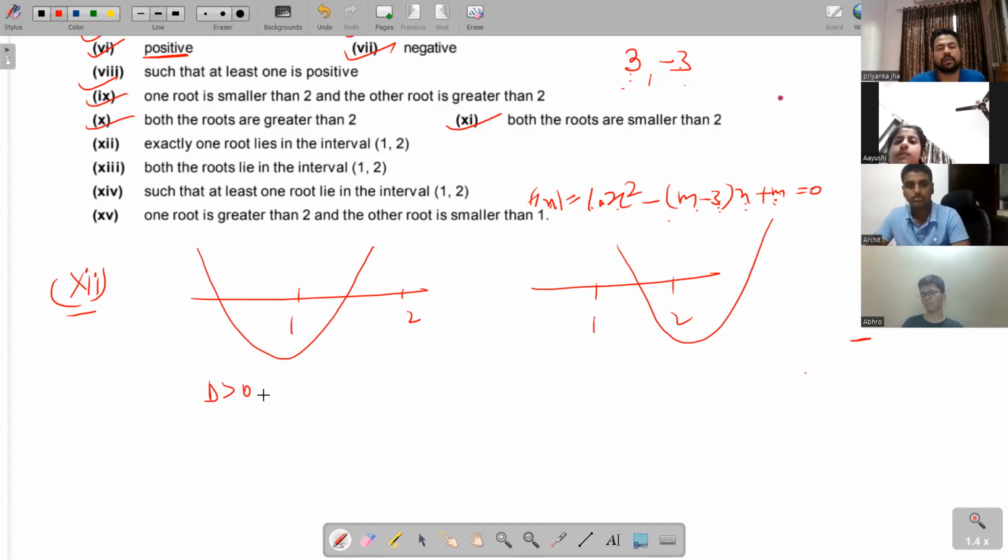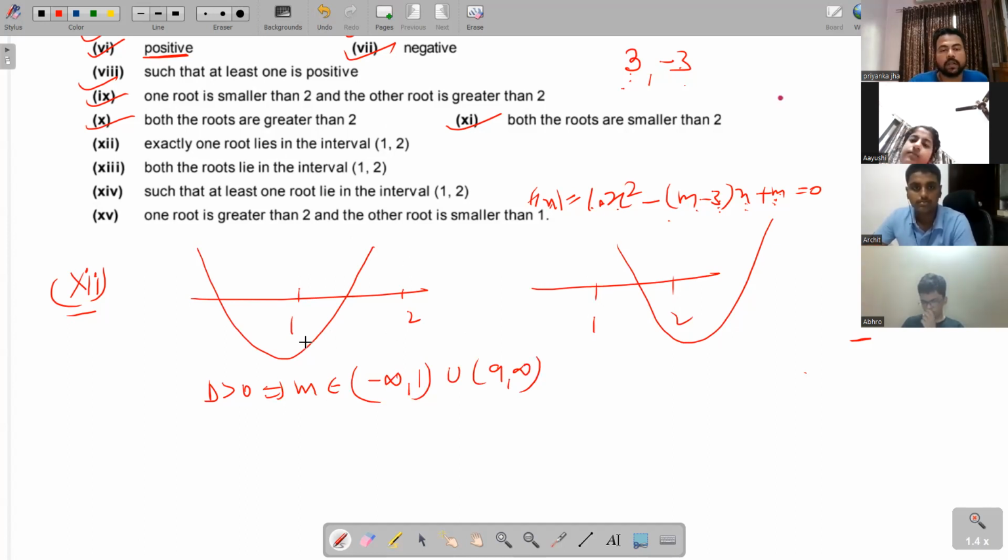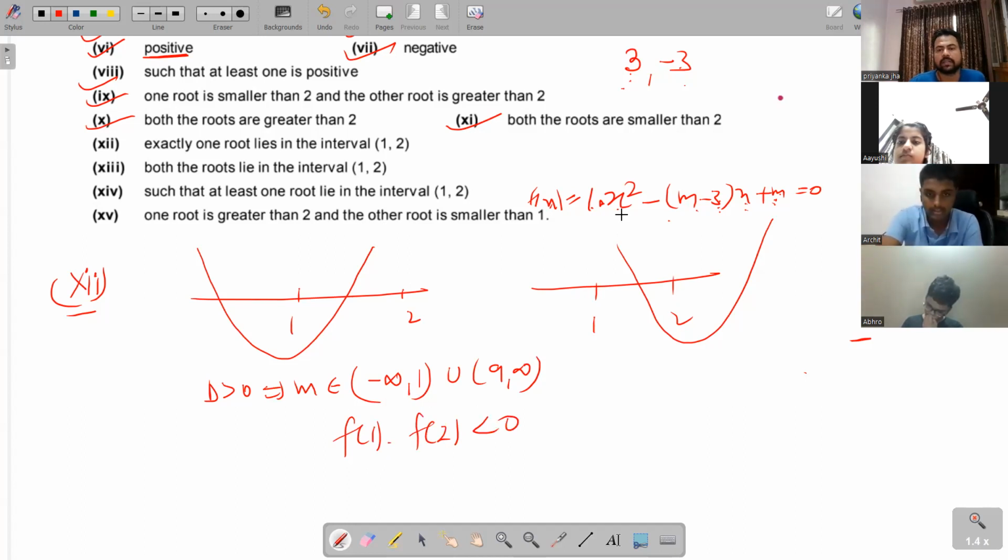So the discriminant has to be positive. So from here you will have m in minus infinity to 1 and then 9 to infinity, open bracket. And then if you see here, f1 is negative, f2 is positive. Here f1 is positive, f2 is negative. So just apply this concept. Multiply this, this will be negative. That's it.